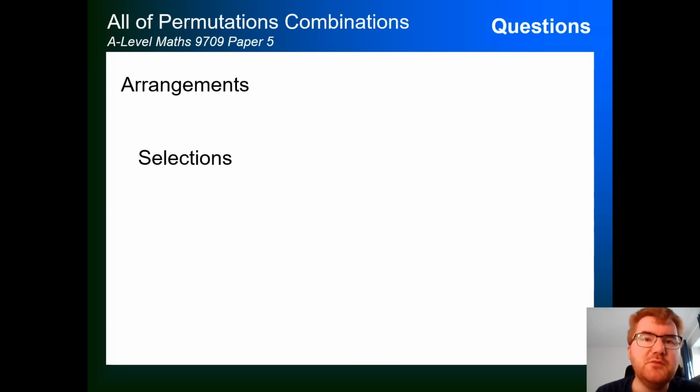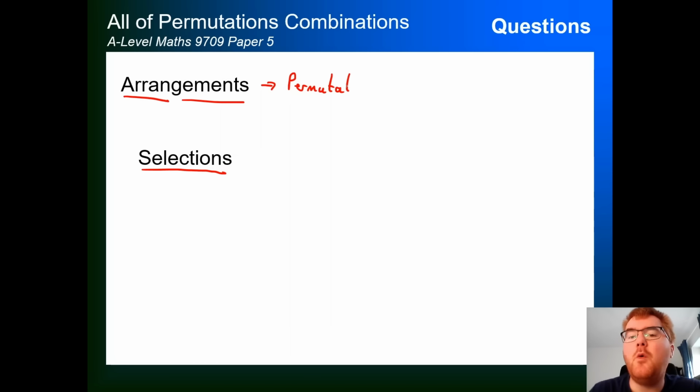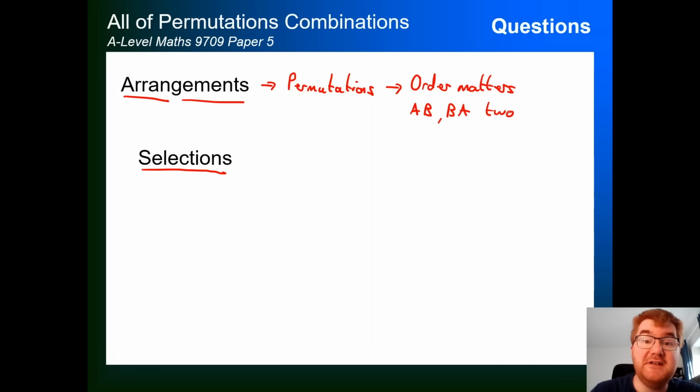Now, the two words we really need to look out for in any permutations and combinations question are arrangements and selections. When we talk about arrangements, we are talking about permutations. And what does that mean in normal English? That means that order matters. So what do I mean by order matters? Well, we have A and B. A and B and B and A, they are two permutations.